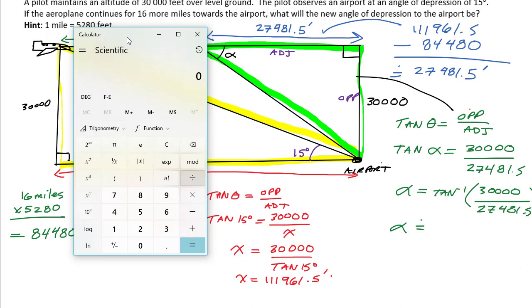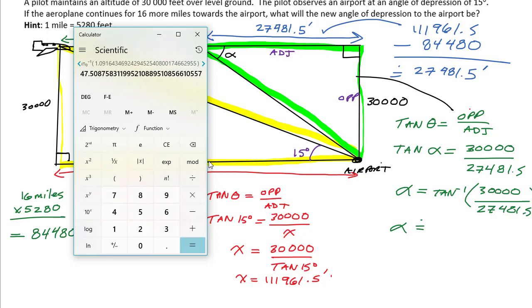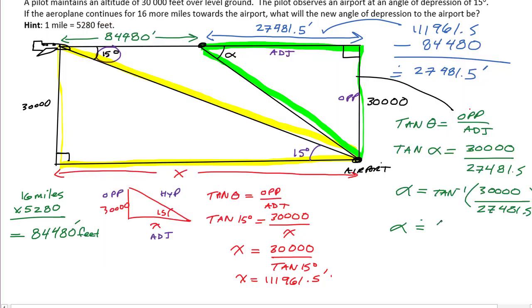Hit clear. 30,000 divided by 27,481.5 equals, and let's do the tan inverse of that. Second tan. All right, 47.5 degrees approximately. 47.5 degrees. That's the final answer.